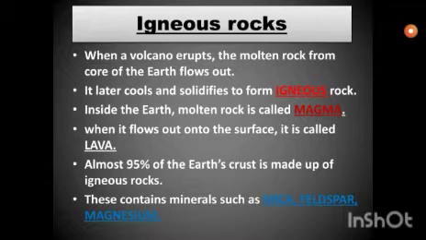So, the first type is igneous rocks. When a volcano erupts, the molten rock from the core of the earth flows out. It later cools and solidifies to form igneous rocks. Yes, children, a volcano erupts, and the result of that is the formation of igneous rocks. Inside the earth, the molten rock is called the magma. The red hot part that comes out is the magma. When it flows onto the surface of the earth, it is called lava. So, the magma erupts in the form of lava, and it cools down to form igneous rocks. Almost 95% of the earth's crust is made up of igneous rocks. These contain minerals such as mica, feldspar, and magnesium.